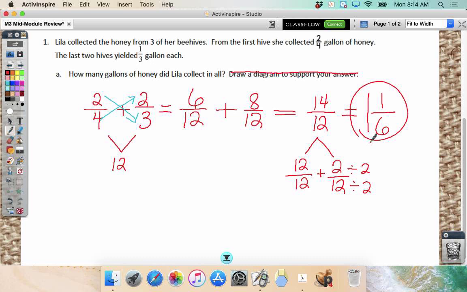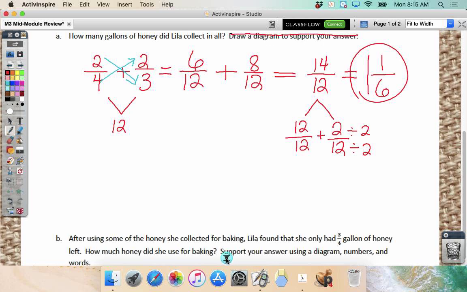Now I have a feeling, I haven't read this problem or test for a year, but I have a feeling this 1 1/6 is going to go down with us to the next question. Okay? So let's see what we've got.